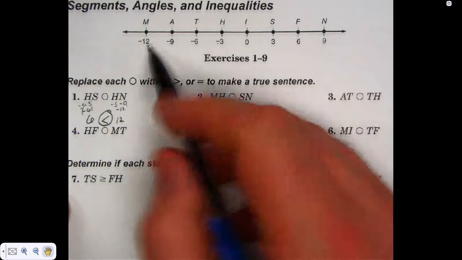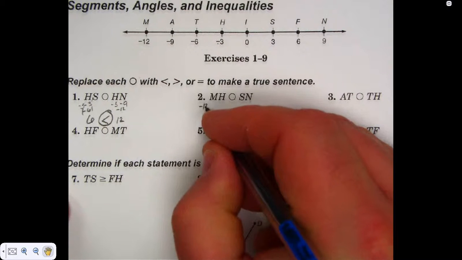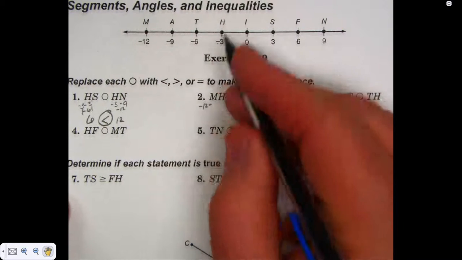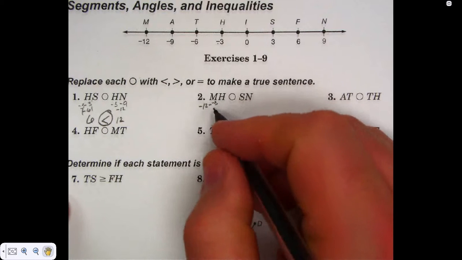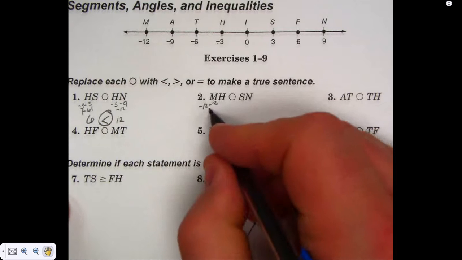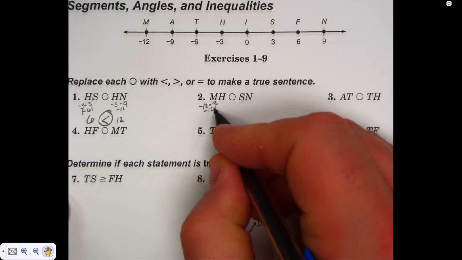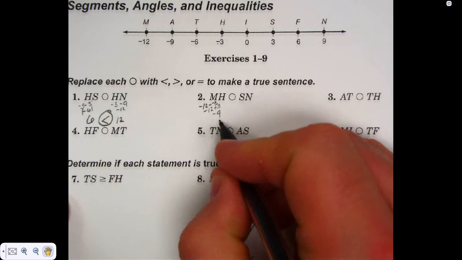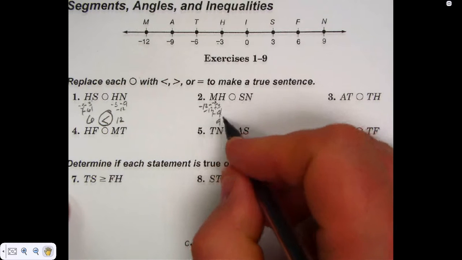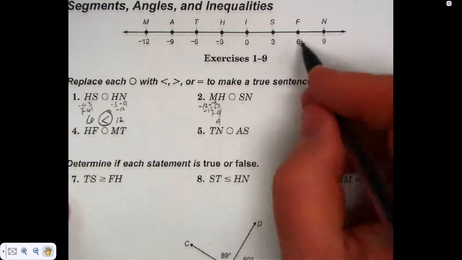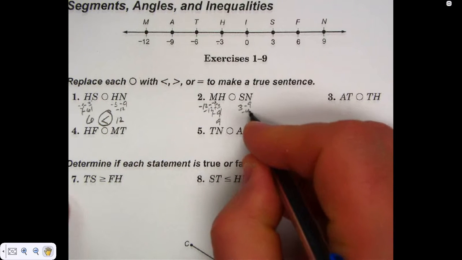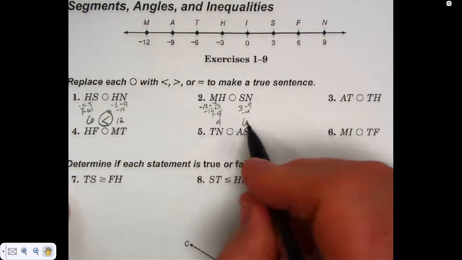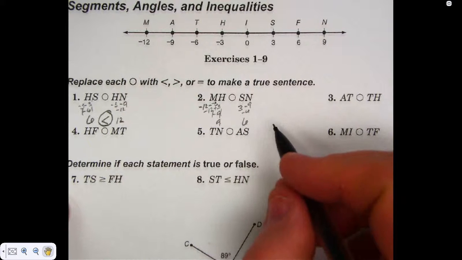M to H. This one would be negative 12 minus what? What's H? A negative 3. What's minus a negative? Minus a negative makes it a plus. So negative 12 plus 3 would be negative 9. Take the absolute value, so it's 9. S to N. How far apart are they? 3 minus 9, which is negative 6, which is 6. So you got 9 over here. 9 is what to 6?